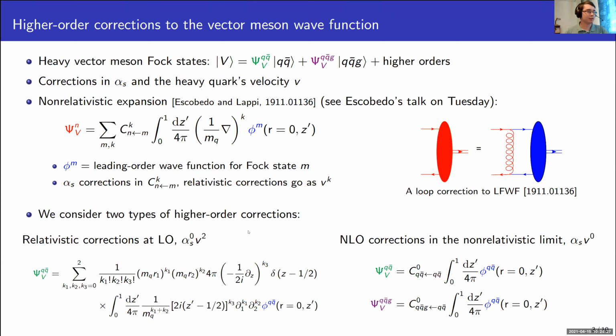In this talk, I will consider two types of higher order corrections. First, I will talk about relativistic corrections at order v squared and leading order in alpha_s, so these wave functions do not have any dependence on alpha_s. Then I will talk about the next-to-leading order corrections in alpha_s in the non-relativistic limit, where we take only the first term in this sum. These coefficients c are calculated at next-to-leading order.